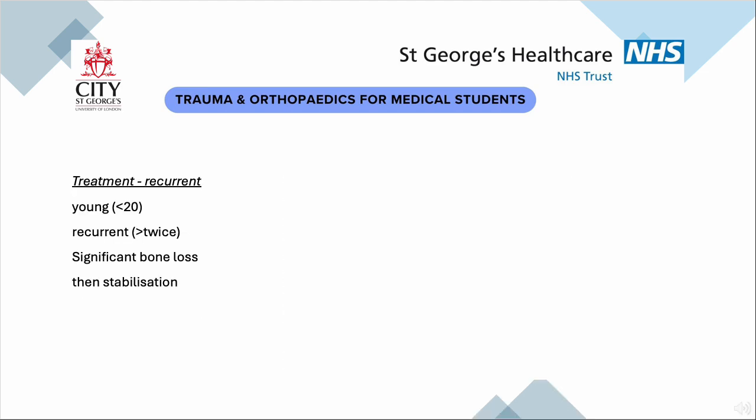The treatment of instability is really based on age, the number of dislocations, and patient preference. If they're young, under 20, then they are highly likely to have recurrent instability. If they have recurrent instability, so more than 2 episodes, or they have significant bone loss, then you probably should be heading towards some form of surgical stabilization.